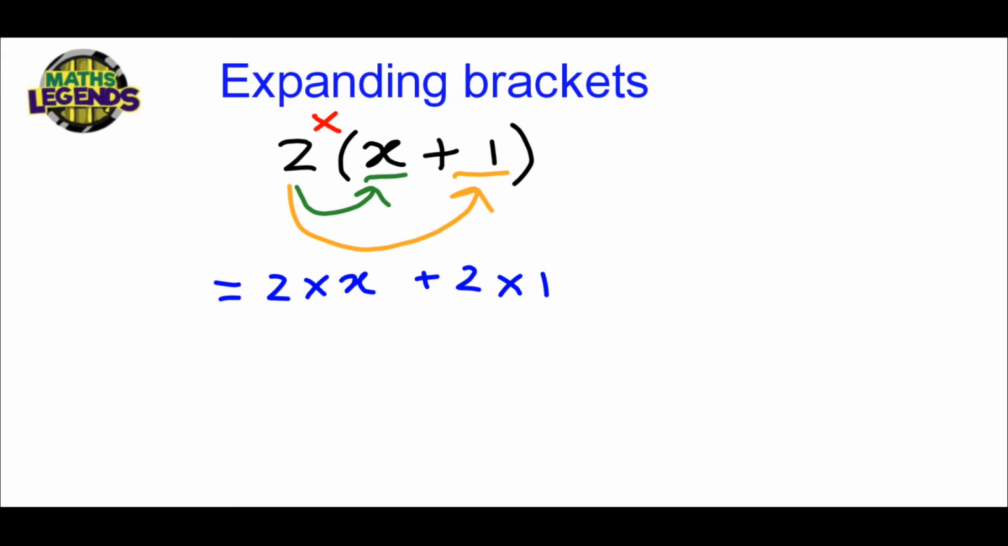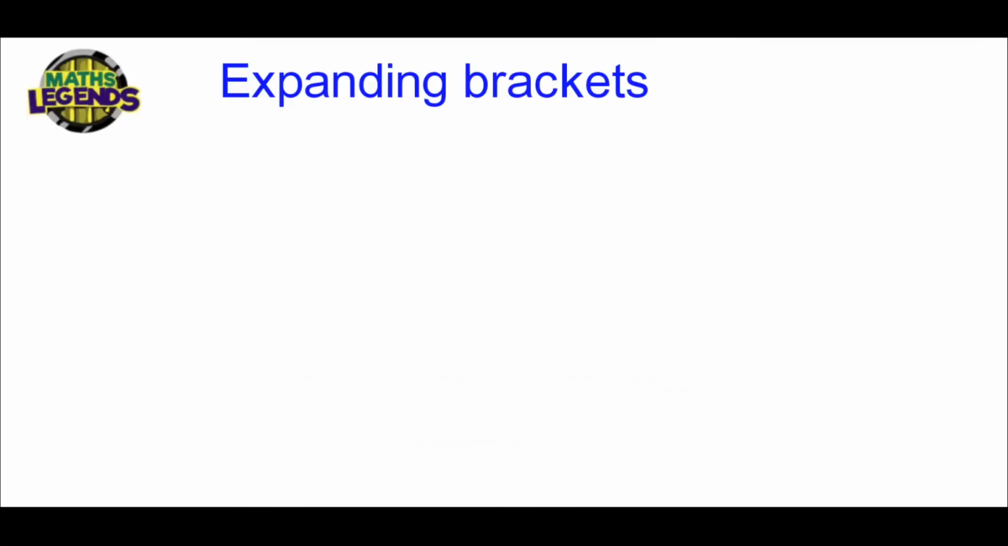Plus is because the 2 is a positive. We then simplify. So 2 times x is the same as 2x. And 2 times 1 is 2. So it's just plus 2. So we expanded this bracket to get 2x plus 2. Let's look at another example.